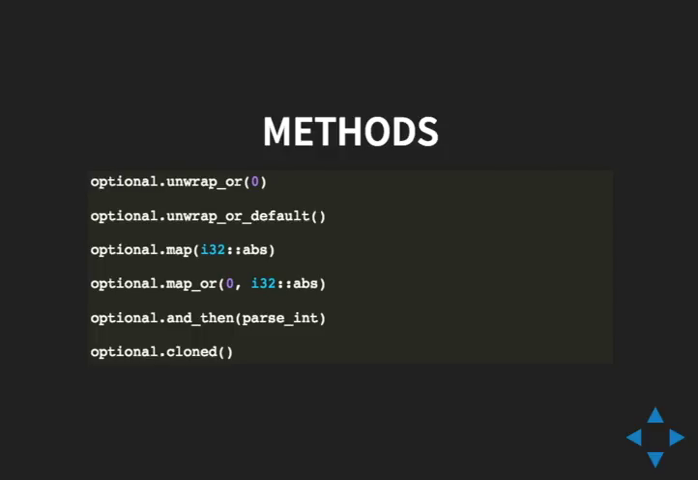Map is another method that takes a function or a closure as a parameter, and it will apply this function on the value if there's one, but if there's no value, nothing will be done. map_or is kind of the combination of map and unwrap_or. So it will call the function if there's a value, or return the value that you specify as the first parameter if there's no value.